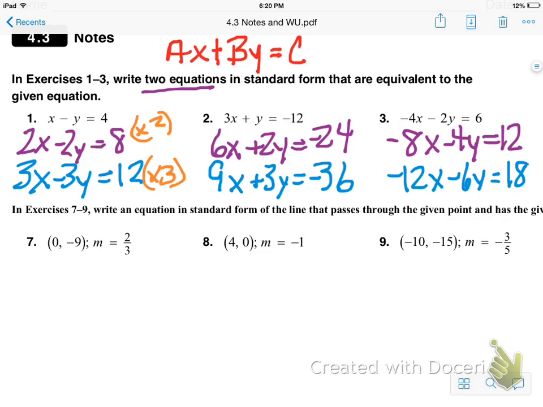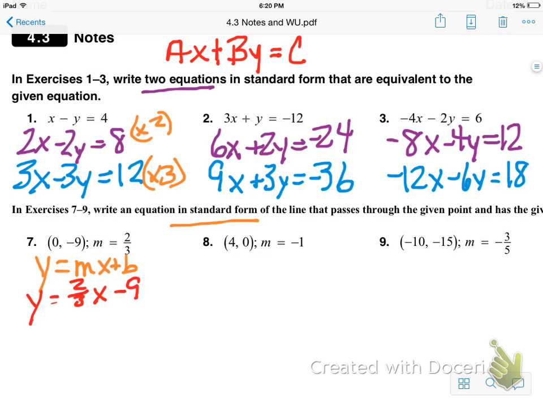All right, looking at exercises 7 through 9, it wants us to write an equation in standard form of the line that passes through the given point and has the given slope. For me, and the examples may be different in the book, I'm not looking in the book at the moment, what I'm going to do is write it in slope-intercept form first, which is y equals mx plus b. And for the first example, they gave us the m and they gave us the b, so I'm just going to rewrite it. So I've got y equals 2/3 x minus 9.